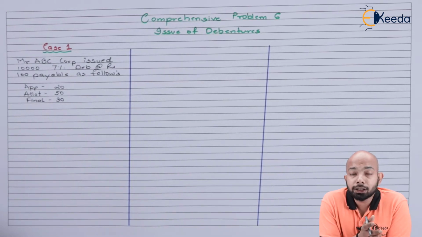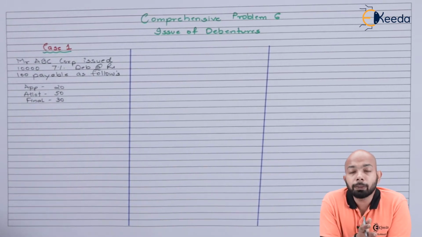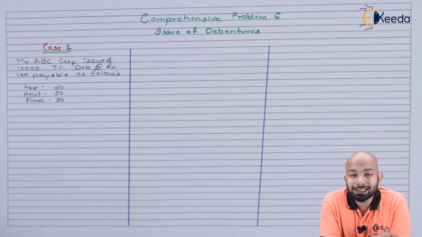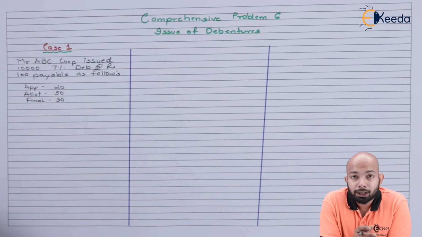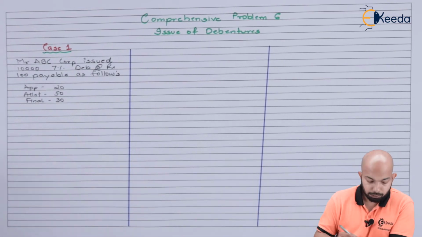Now, on application, they took 20 rupees. On allotment, they took 50 rupees. And on final call, they took 30 rupees. These are the details out of which the payable amount has to be provided in 3 calls basically. Now, let's go on to the next part, whereby subscription will be a part of it.